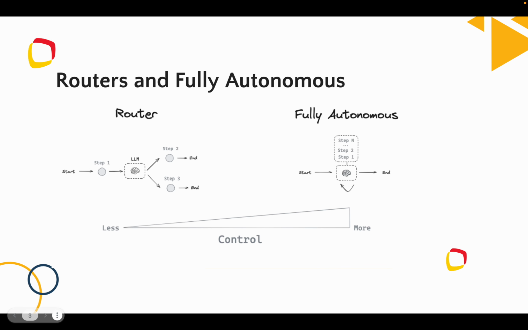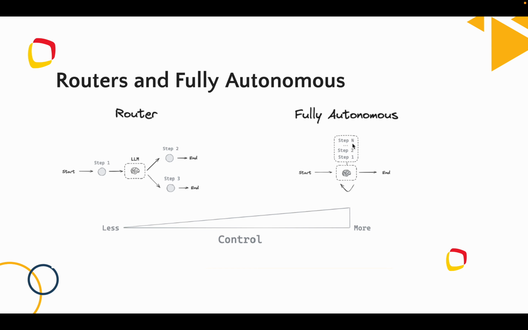And the other two important terms that we can discuss with respect to agents are routers and fully autonomous. So what do we mean by routers and fully autonomous? In the picture itself it is very clear. In a router we have a starting point. We start from step 1, and we have step 2 and step 3. A kind of conditional workflow is happening here, and it is going to end here. But even though this decision is happening here, the flow is almost defined. It will start from step 1, or it may end by step 2 or step 3.